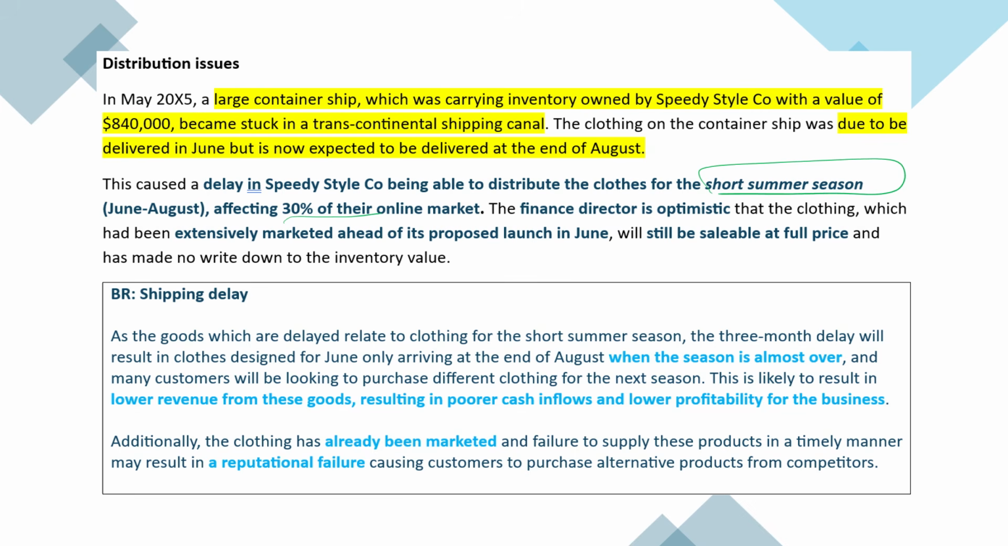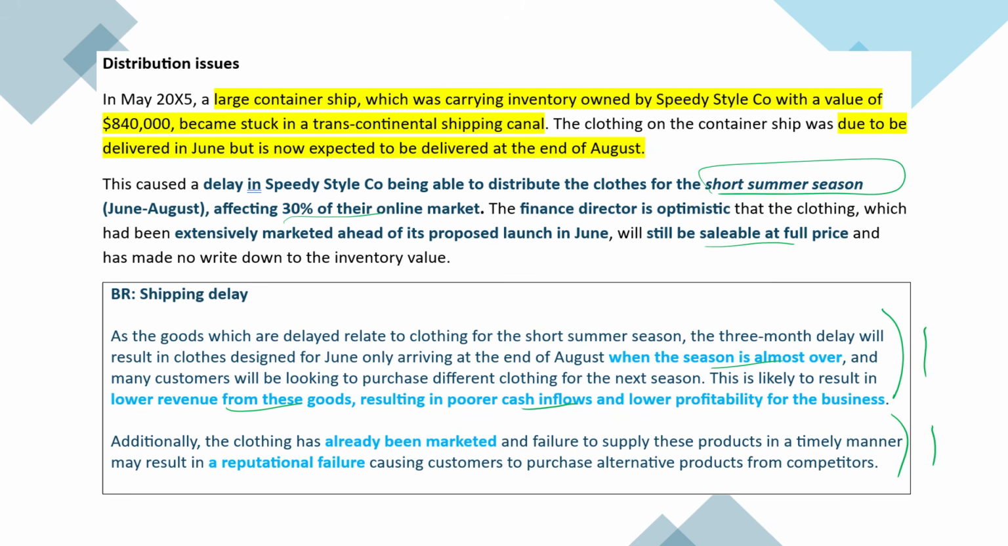The finance director, of course, is very optimistic, and they're saying that because this has been extensively marketed ahead of the launch in June, it is still going to be saleable at full price. I know you're thinking IS2, but remember, we're only focusing on business risk at the moment. So the business risk here is that the goods are going to be received when the season is almost over. This means I will not be able to sell it at the full price, which means lower revenue and ultimately affecting my liquidity. I'm concerned, so that's my implication mark.